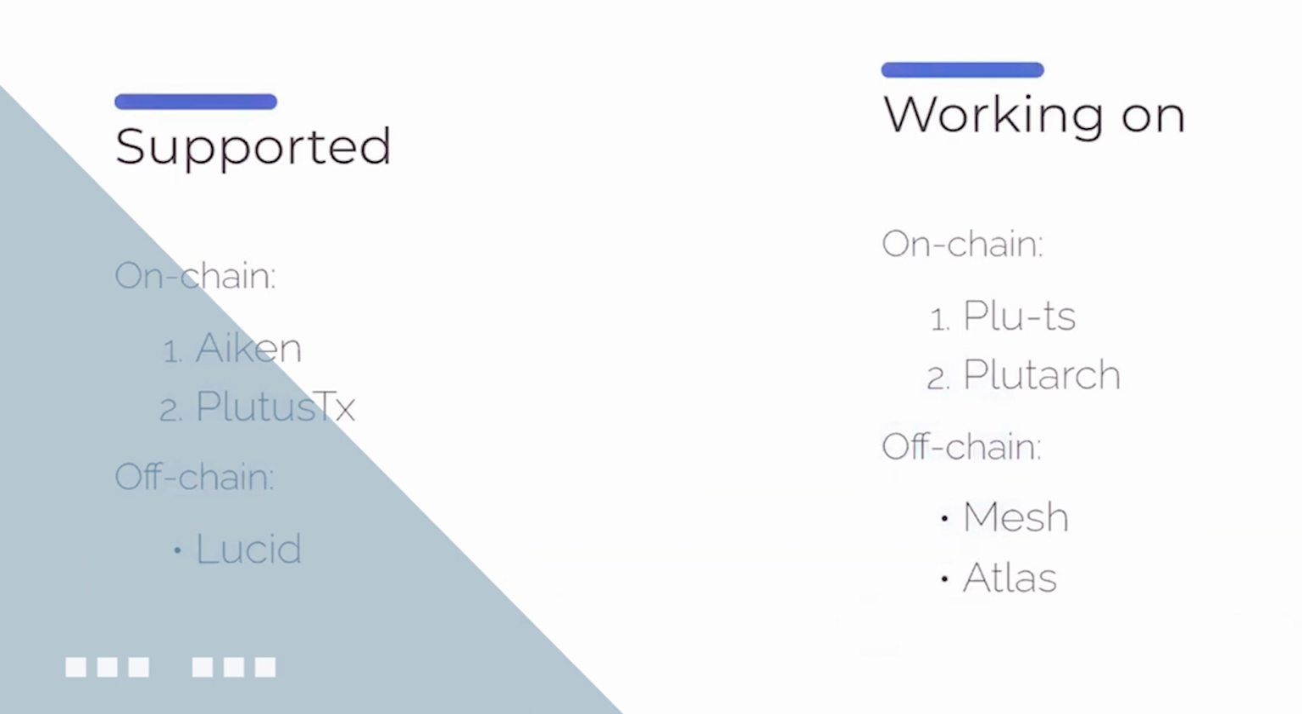At the moment, our bot supports on-chain Icon and Bluetooth TX. Icon is a third party. Bluetooth TX was created by IOG. And for off-chain code, it supports Lucid. We are working to add in the future BlueTS, which is a TypeScript version, Plutarch, which is Haskell and a little bit more complex than Bluetooth TX, and finally Mesh and Atlas.